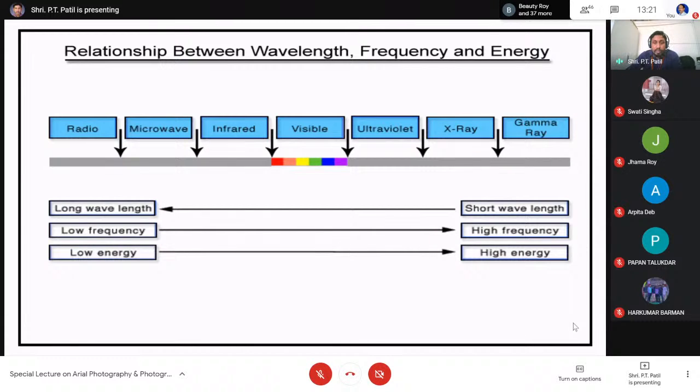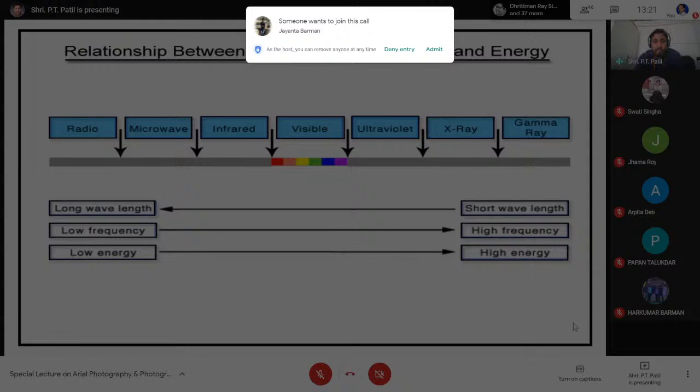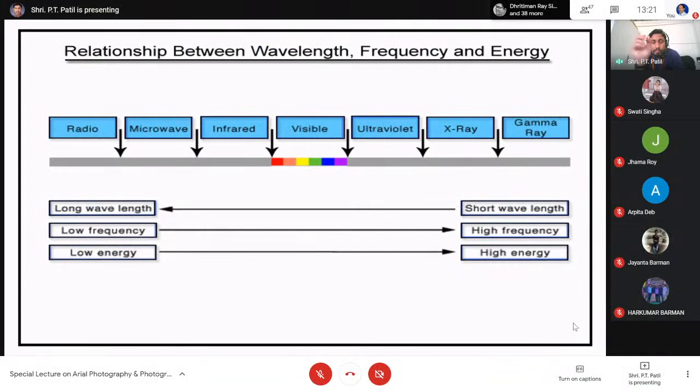So here, on the basis of the wavelength, we are able to interpret that particular area in the electromagnetic spectrum. If there is a shorter wavelength, then automatically the frequency of that radiation is higher and the energy is higher. So all the shorter wavelength areas or bands have higher energy and higher frequency. Okay. So this is the relationship between wavelength, frequency, and energy.